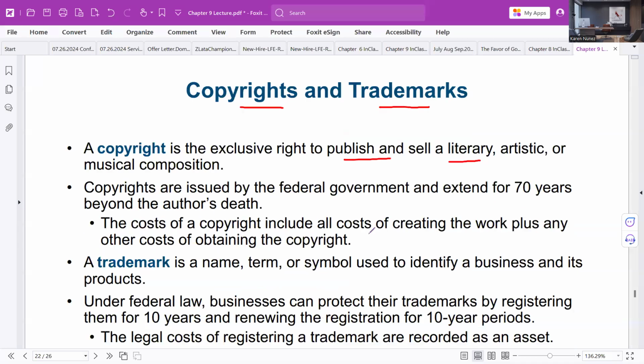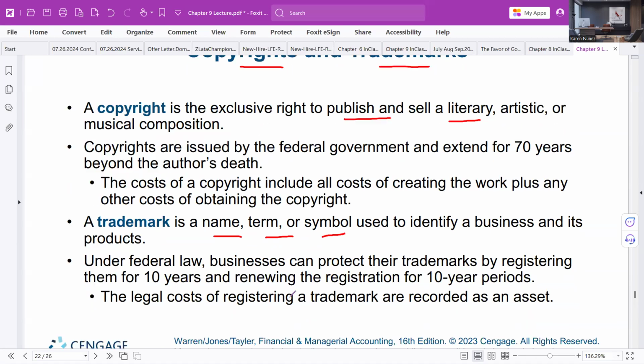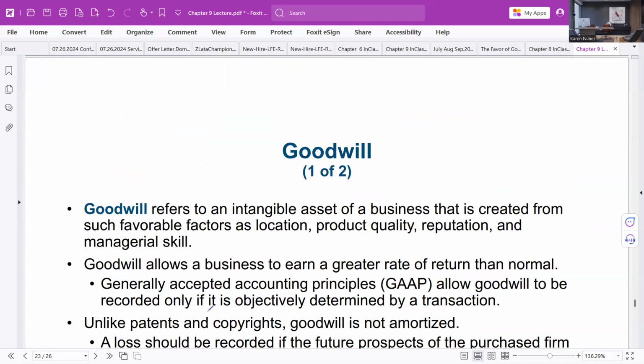A trademark is an exclusive right to a name or a term or a symbol. So a good example of a trademark is something like the Nike swoosh. That's something that Nike has an exclusive right to. And typically, these rights extend for a given period of time. And so, what we have to do is spread the cost over whatever the estimated remaining useful life is, over the period of time that we believe we're going to receive benefits. And the amortization is always straight lined for these intangible assets.